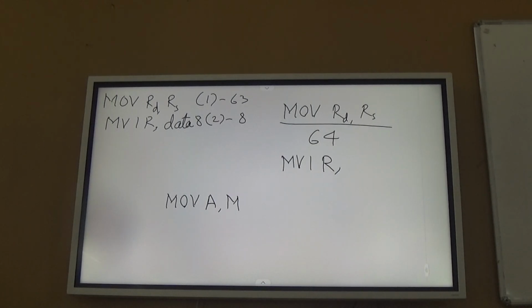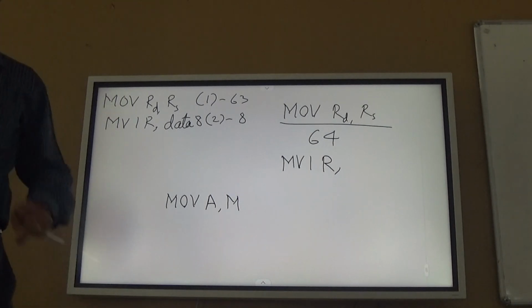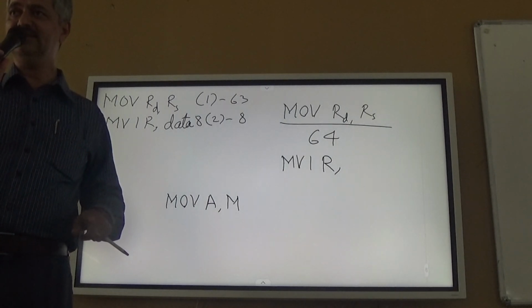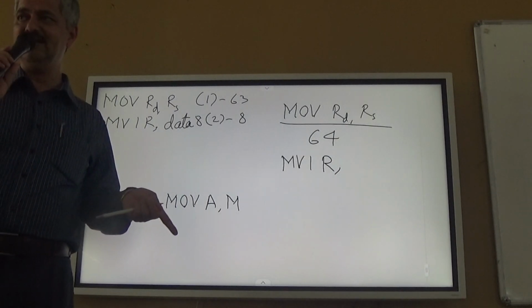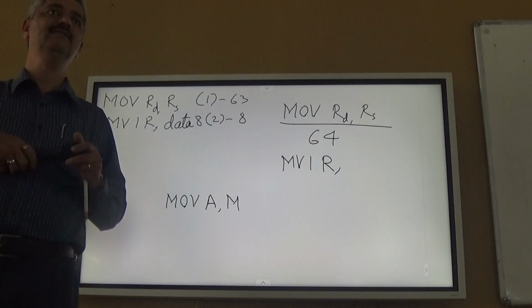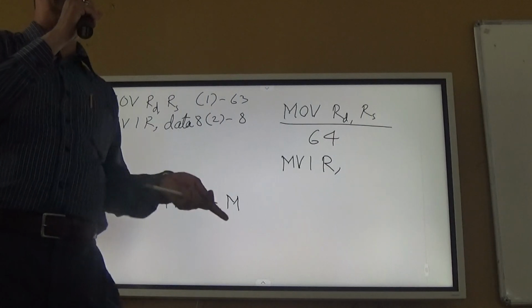So MOV A, M instruction will do that. But for that purpose, what do we need? The HL pair should contain 5000. I mean, I should not say HL pair. H should contain 50, L should contain 00. So which instruction can do that? Which instructions can do that?